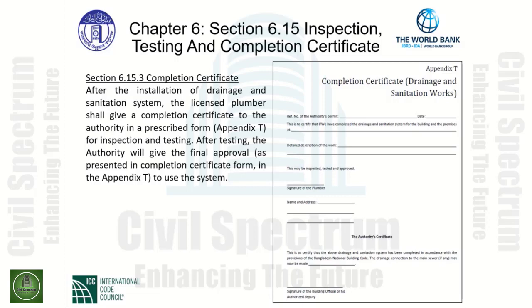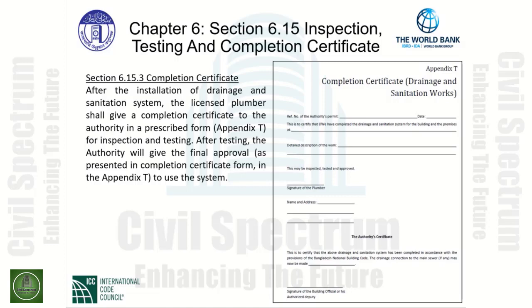It indicates the reference number of the authority's permit, the date, and the language stating this is to certify that I or we have completed the drainage and sanitation system for the building and the premises at a certain location. Detailed description of the work is required, and indicating this may be inspected, tested, and approved, and the signature of the plumber with the name and address.